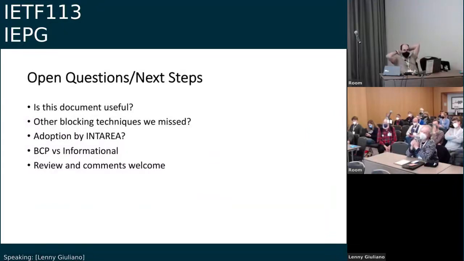Like I said, we're going to be presenting this in INTAREA, looking for adoption. First question we'll ask is: is this document useful? Is this interesting? Is this worth working on? Are there other things we missed? The question of BCP versus informational, and review and comments. And if you have produce to throw, show up at INTAREA. With that, I'd be happy to answer any questions if there is time available.